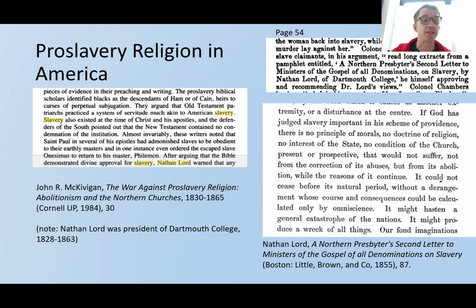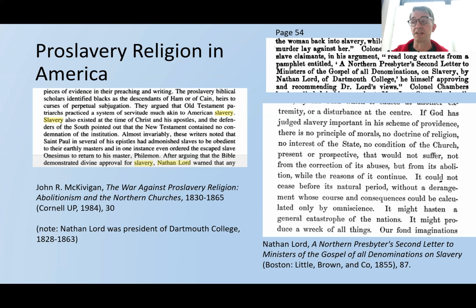I managed to track this down. I found a book by John R. McKivigan, actually using Google Books, The War Against Pro-Slavery Religion, Abolitionism, and the Northern Churches, 1830 to 1865, published by Cornell University Press in 1984, who talks about this work. And then I managed to find Nathan Lord's book itself on archive.org.